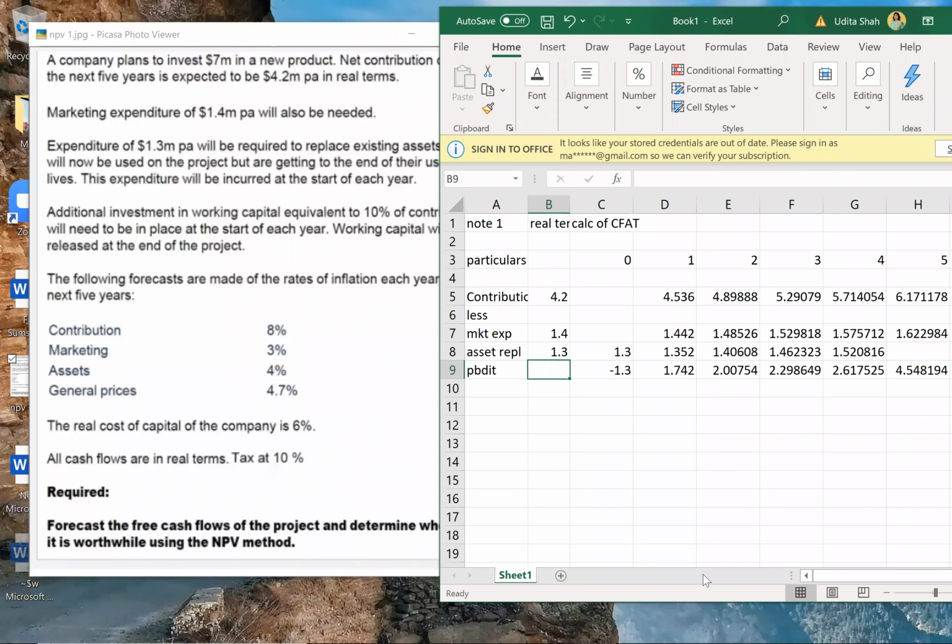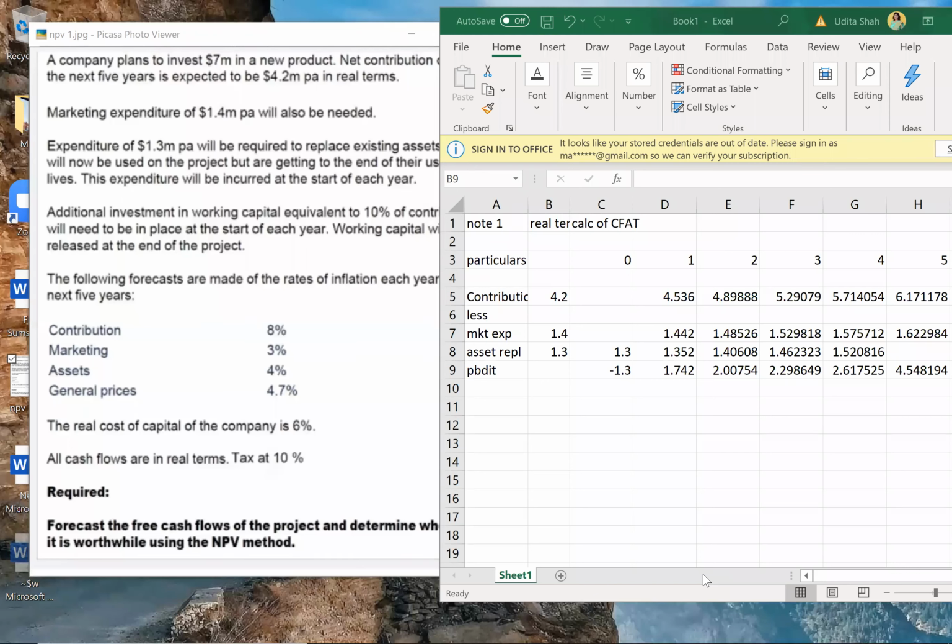Put a yes in your group chat if you're getting the same PBDITs. If you understood all of this, put a yes. Okay, good.